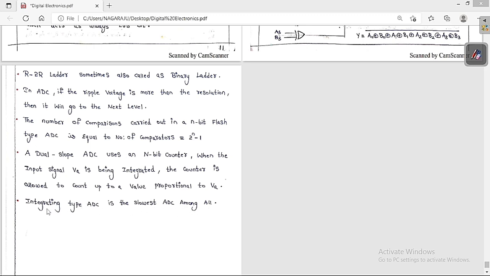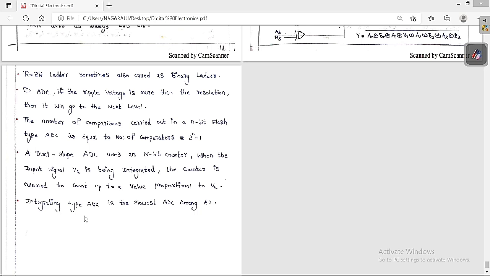Integrating type ADC is the slowest ADC among all. Integrating type ADC is also called the dual slope ADC because we use an integrator op-amp. It is very slow, but it is a very accurate method.